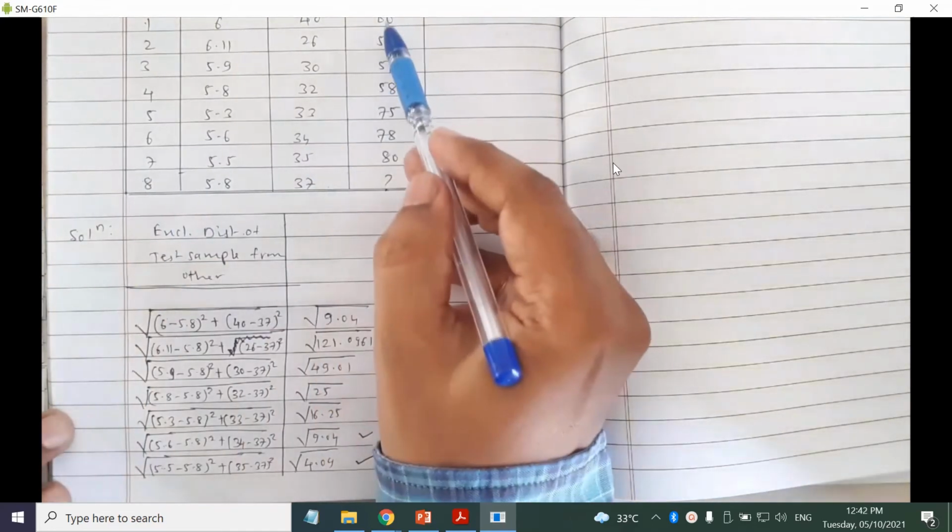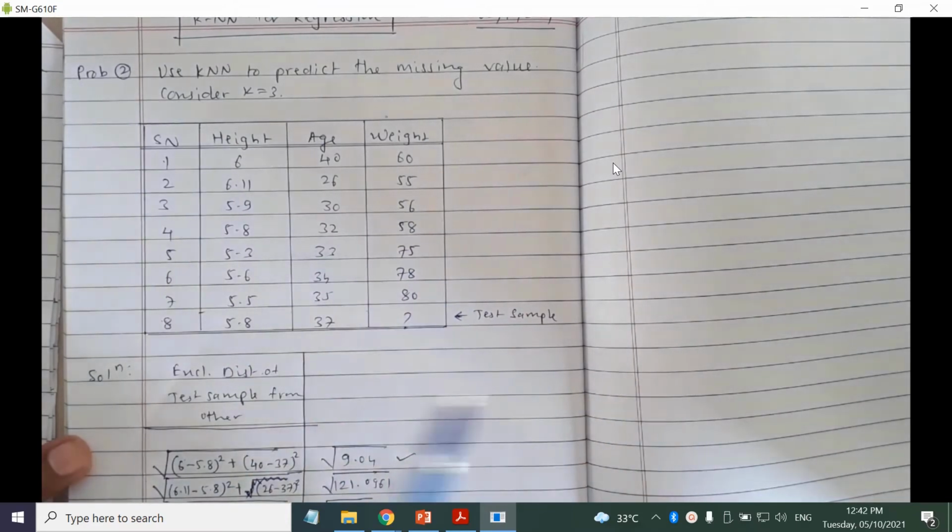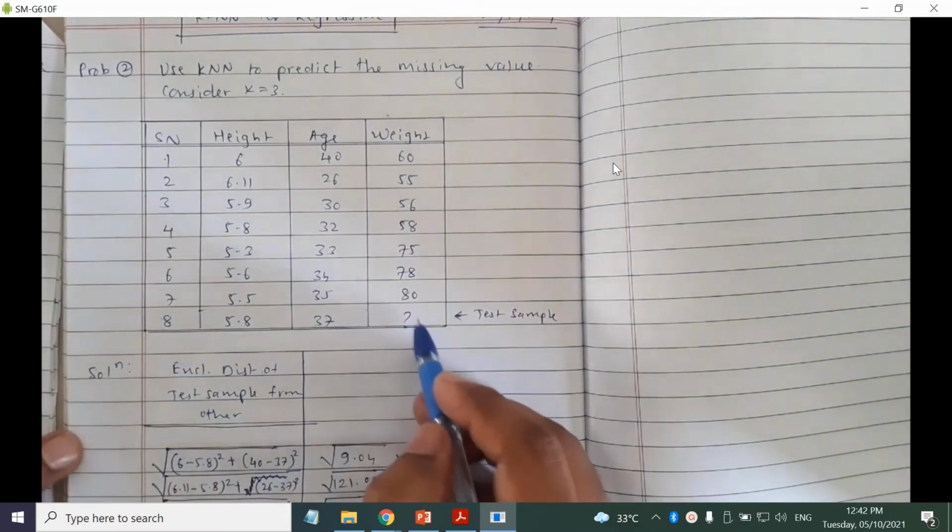You refer to their weight values, so 60, 78 and 80, and take their mean. And that will be the value of the missing one.